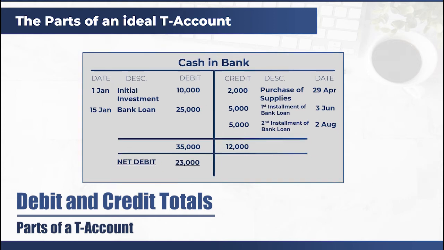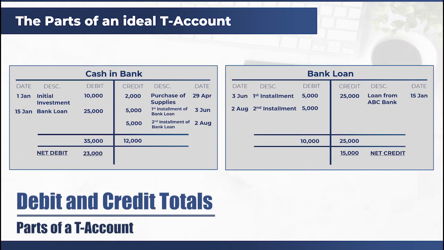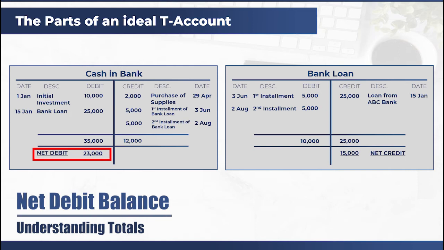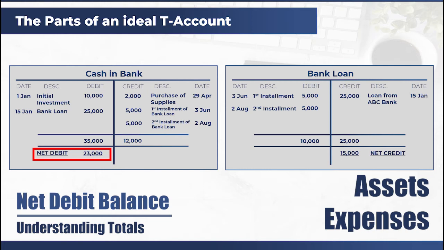T accounts can either have a net debit or a net credit balance. A net debit balance means that the total debits during the year is higher than the total credits during the year. This is very normal for both assets and expenses because these accounts are increased through the debit side of the T account. In addition, for example, for cash, we do not normally spend or credit more than the cash that we actually have. That's why assets and expenses normally have a net debit balance.